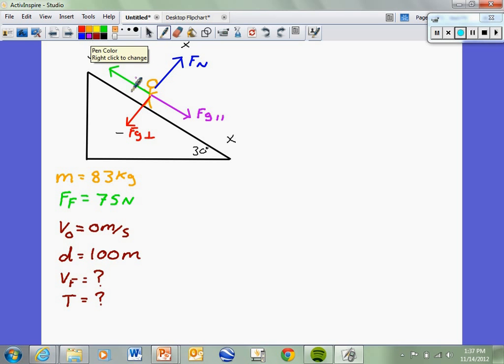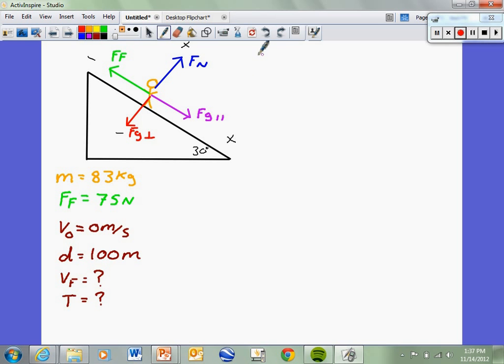So step 1 was drawing the picture. Step 2 was positives and negatives. That's already done. Step 3 is break anything that needs to be broken into components. This doesn't have any forces at weird angles except for gravity, and we already broke that into components with gravity parallel and perpendicular.